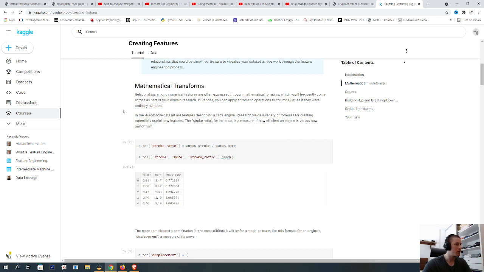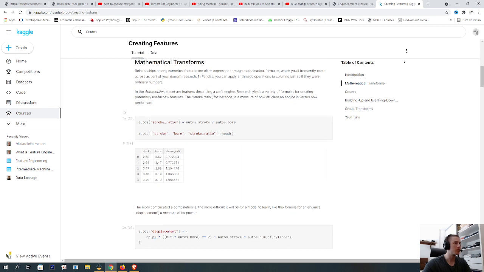Mathematical transforms. Relationships among numerical features are often expressed through mathematical formulas, which you'll frequently come across as part of your domain research. In pandas, you can apply arithmetic operations to columns just as if they were ordinary numbers. The automobile dataset has features describing cars' engines. Research yields a variety of formulas for creating potentially useful new features. The stroke ratio, for instance, is a measure of how efficient an engine is versus how performant.